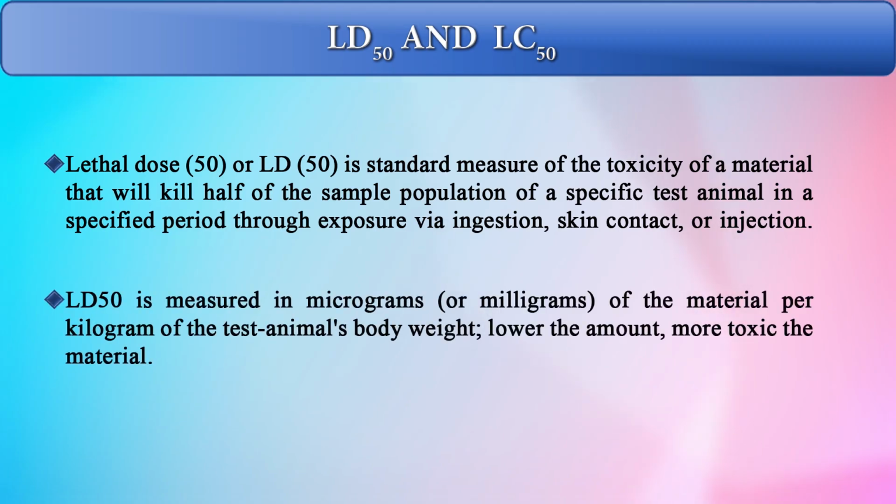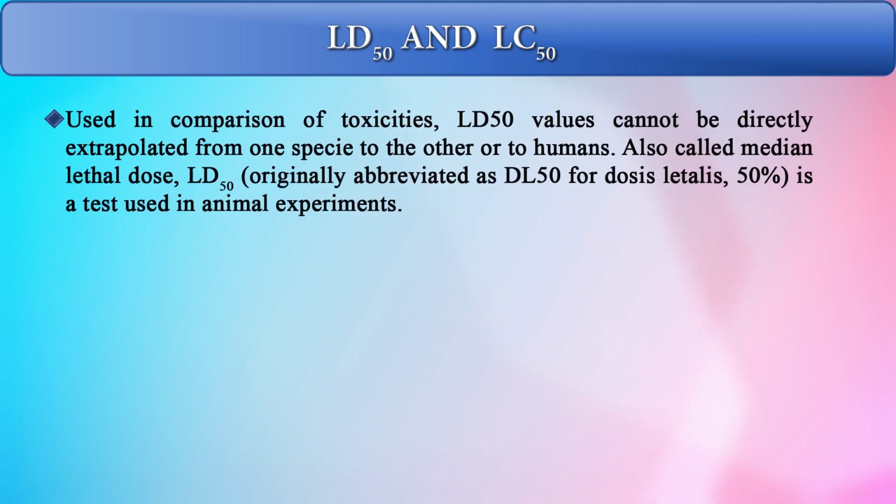LD50 is measured in micrograms or milligrams of the material per kilogram of the test animal's body weight. The lower the amount, the more toxic the material is. It is basically used in comparison of toxicities. The LD50 value cannot be directly extrapolated from one species to another or to humans.